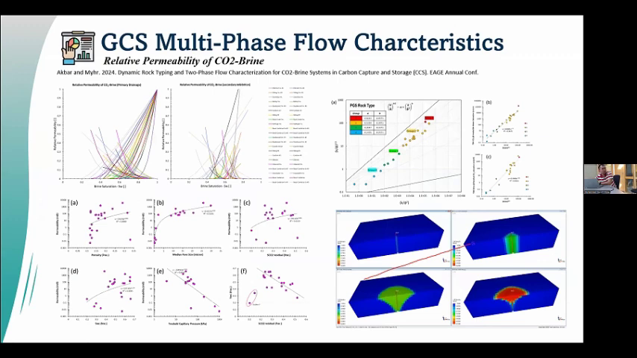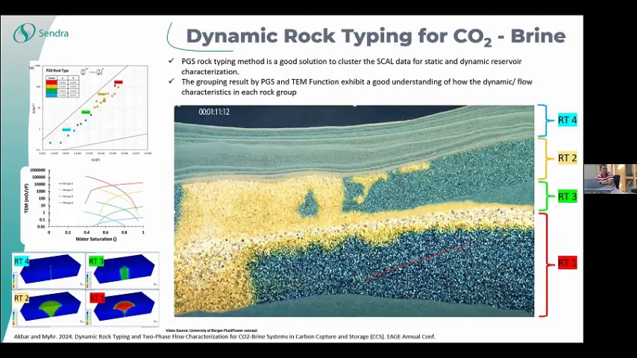The other thing is that the study of rock typing is needed as well, because the plume behavior is mostly related to the permeability, and the saturation distribution will be related to the relative permeability shape together with the capillary pressures. This paper can be found from my recent work. Actually, it is published in SPE and also in EAGE regarding dynamic rock typing and two-phase flow properties. And this is what I mentioned before: the CO2 distribution is related to the rock types, and the plume distribution also depends on the rock type.